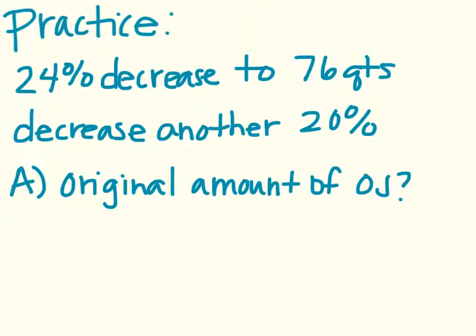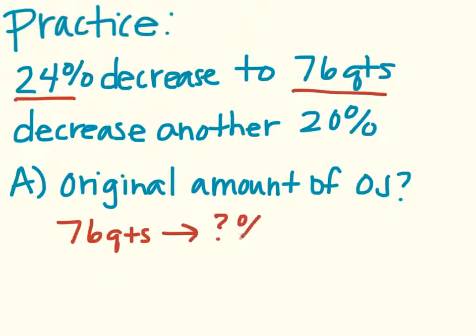Okay, so what do we know that we can use to set this up? There was a 24% decrease to 76 quarts. So 76 quarts represents what percent? Okay, figure that out and then go on to answer Part A. Press pause while you work, and when you're ready, press play again and we'll go on to Part B.